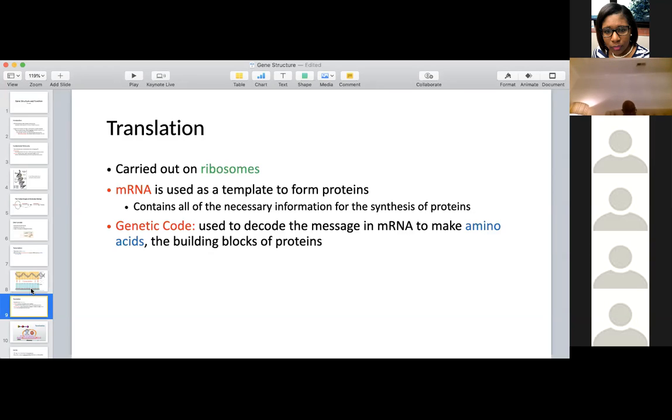And so then how do we go from messenger RNA to actual protein? I'm going to tell you how. It's through the use of the genetic code. We use the genetic code to decode the information that's in our messenger RNA to make amino acids. And these amino acids are the building blocks of proteins. So I'll let you get that down for a second.